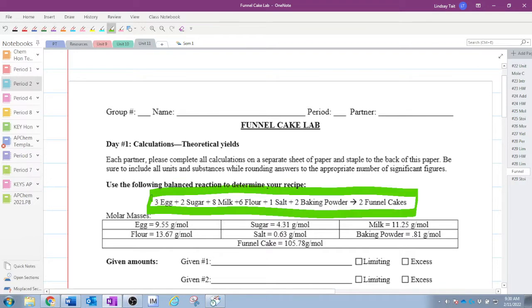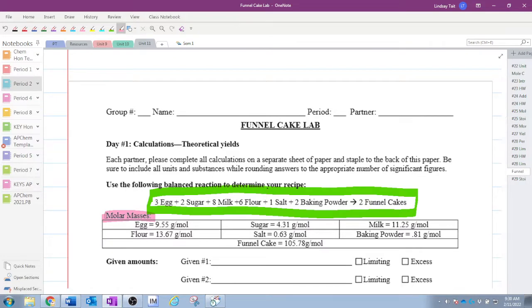The recipe or balanced equation for our funnel cake says 3 moles of egg plus 2 moles of sugar plus 8 moles of milk plus 6 moles of flour plus 1 mole of salt plus 2 moles of baking powder equals 2 moles of funnel cake. That's our balanced equation that we're going to be using. Since we're dealing with ingredients that we cannot look up on a periodic table, notice you have been provided with relevant molar masses for all parts of that equation.